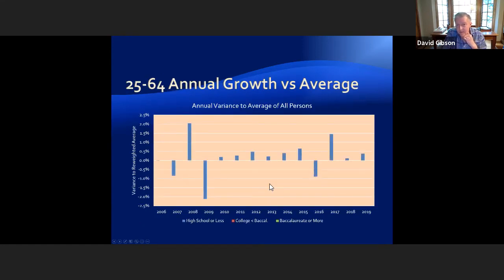Looking at that 25 to 64 group a little bit more on the annual variances, you'll see that the high school or less, this is where the distinction comes for that we saw for the population as a whole is from this age group. Similarly for college less than baccalaureate and for baccalaureate or more.